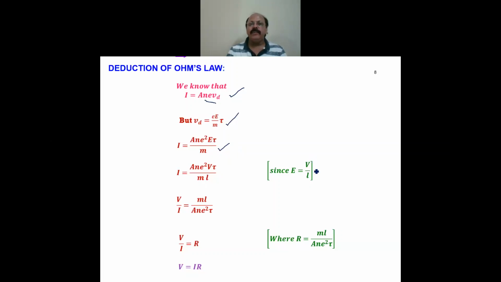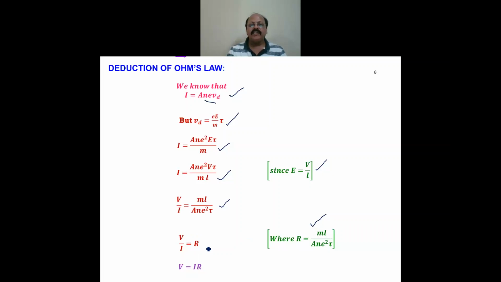But E equal to V upon L. So substitute this value here. Then I is equal to nAe square V tau upon mL. Rearrange it. You will get V upon I is equal to mL upon nAe square tau. Now for a given conductor, m is constant, L is constant, A is constant, n is constant, e square is constant. If temperature is constant, then tau is also constant. So this whole factor is constant, which is known as resistance. So this is the formula for the resistance.